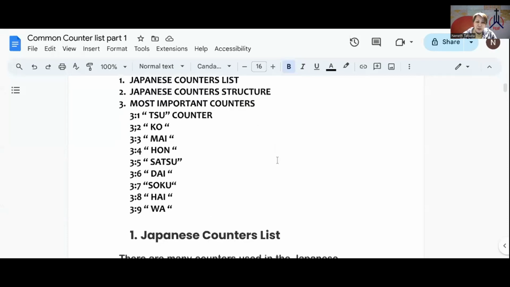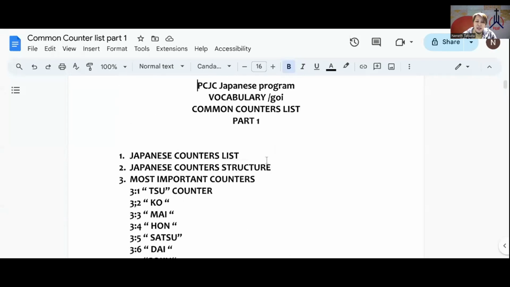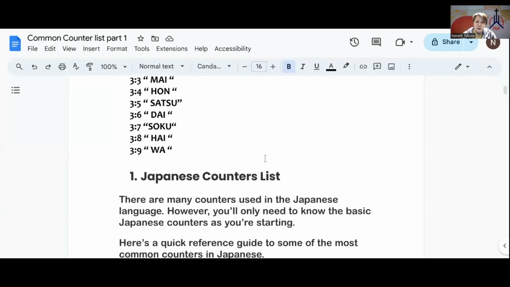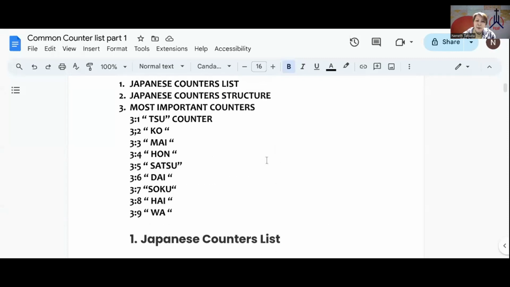Part one and part two, because there are many kinds of counter lists. This word is equivalent to pieces in English. But if you're going to answer, for example, in English, can you give me 5 pieces of apples? Ordinarily in English, okay, here are your 5 apples. So, 5 pieces. But in Japanese, it's not like that.